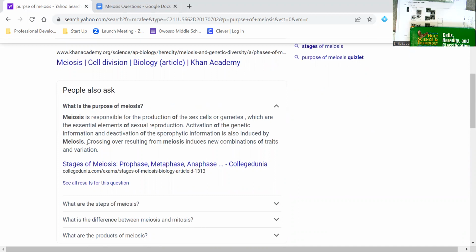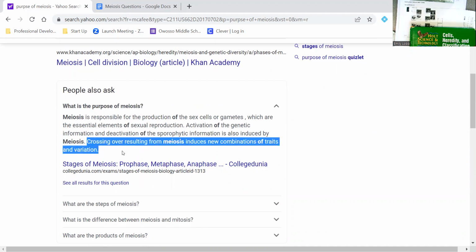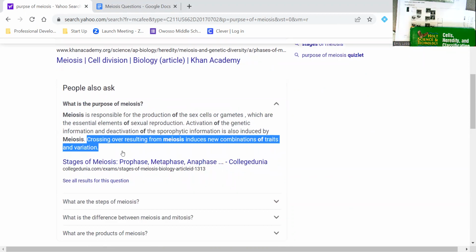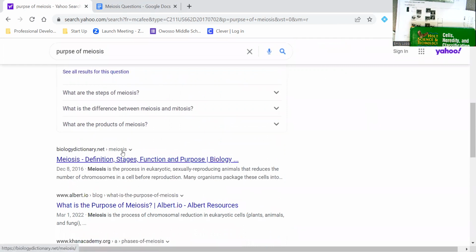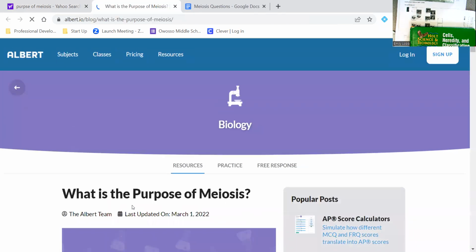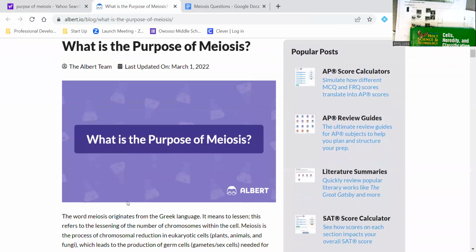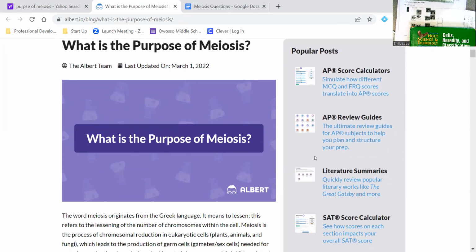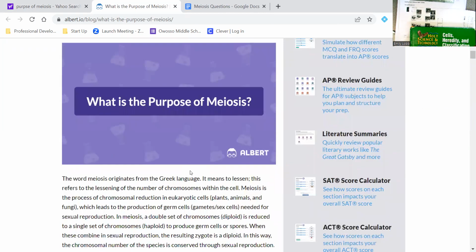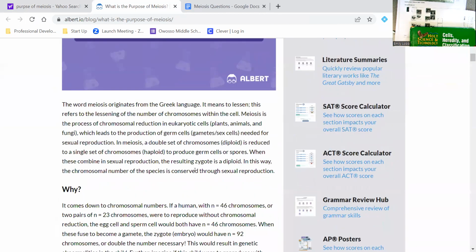Here's a big part of the purpose. Crossing over resulting from meiosis induces new combinations of traits and variation. Why is that important? I'm just clicking on a few different things that look like good sites, right? We're not going to use Wikipedia. We're going to look at things that look reputable. And this has AP guides and SAT stuff. So I feel like, you know.